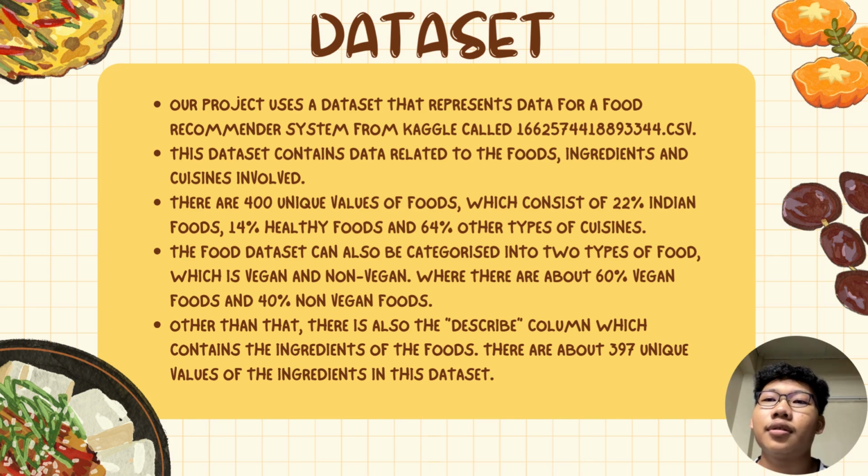The food dataset can also be categorized into type of food, which is vegan and non-vegan, where there are about 60% vegan and 40% non-vegan. Other than that, there is also the describe column, which contains the ingredients of the food, and there are about 397 unique values of the ingredients in this dataset.